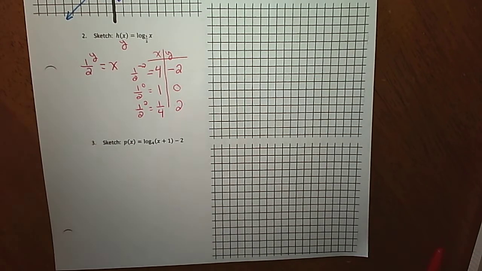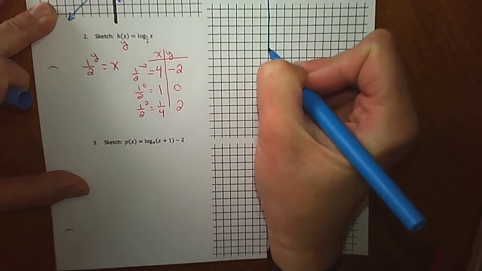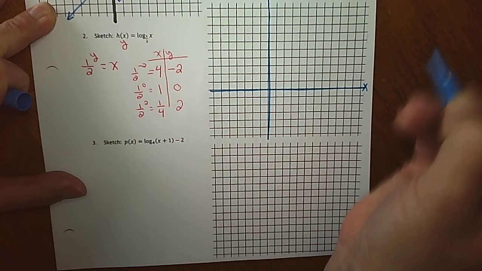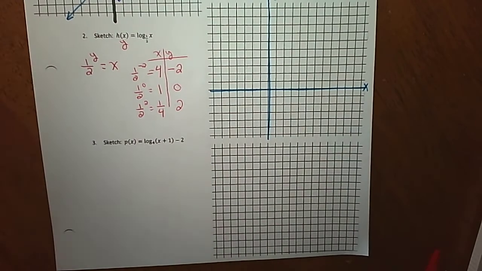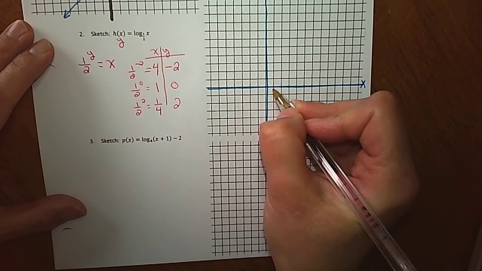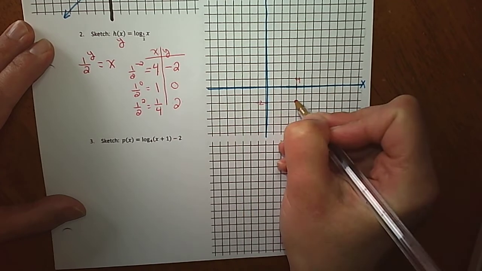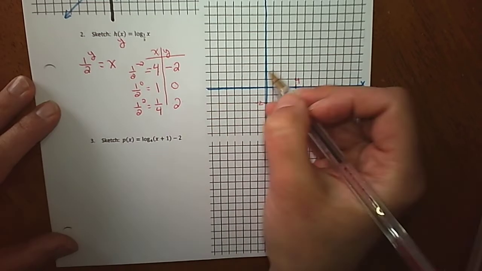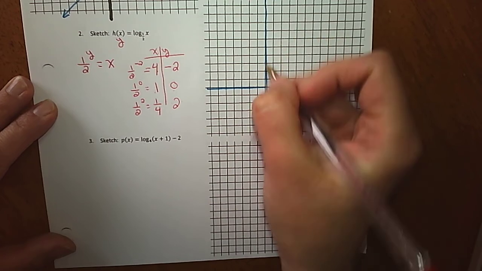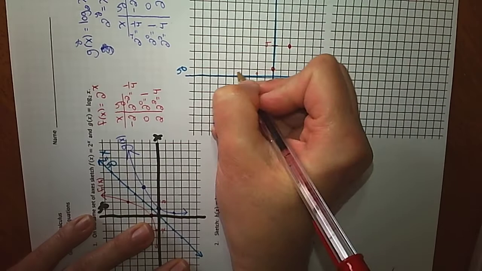I'm going to draw in my x and y axis. X, y. All right. So when x is 4, I'm going to be at -2. So 1, 2, 3. So here's 4. I'm going to be down at -2. So I'm right there. And x is 1, I'm at 0. Okay? And when x is 1/4, I'm going to be up here at 2.